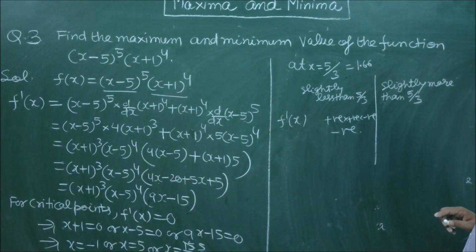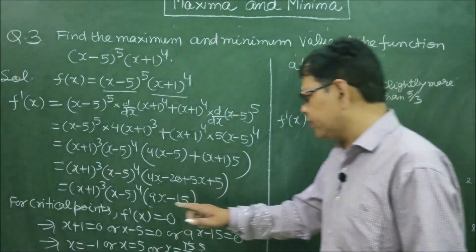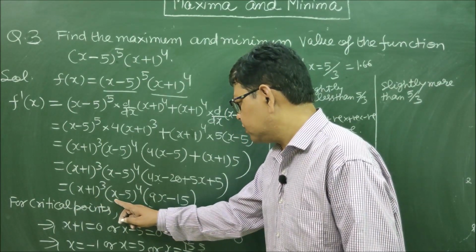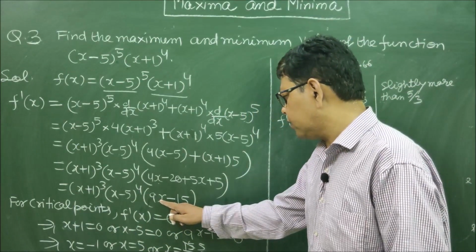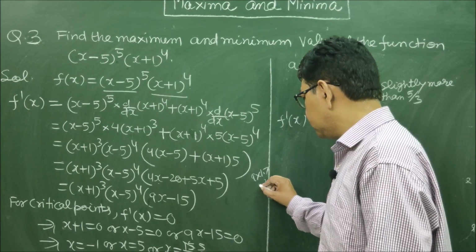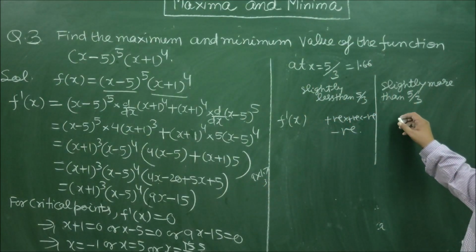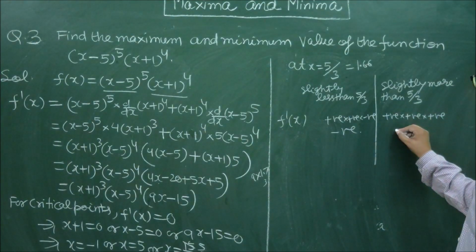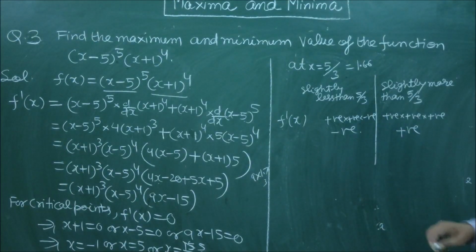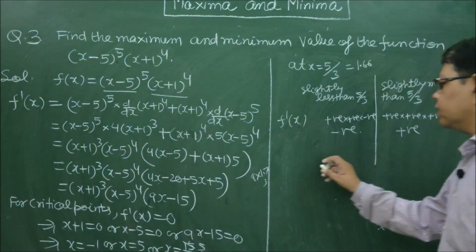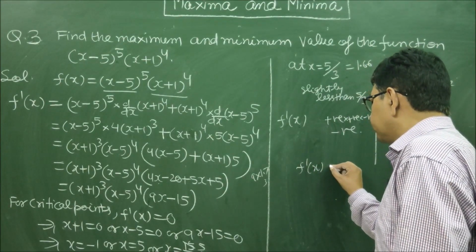For slightly more than 5 upon 3, take 1.7. At 1.7 this is positive, and this is positive, and 9 into 1.7 minus 6.3 is positive. So positive into positive into positive, that is the overall sign of f dash x is positive. F dash x changes sign from negative to positive.